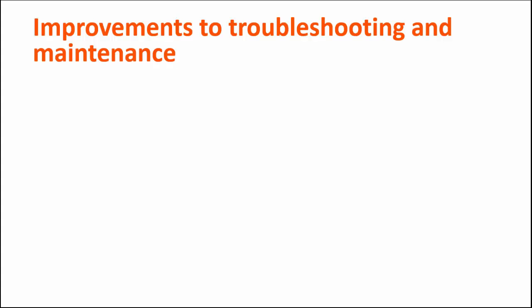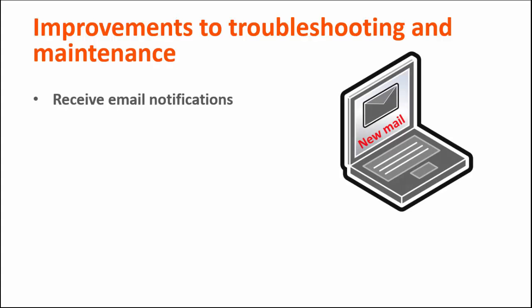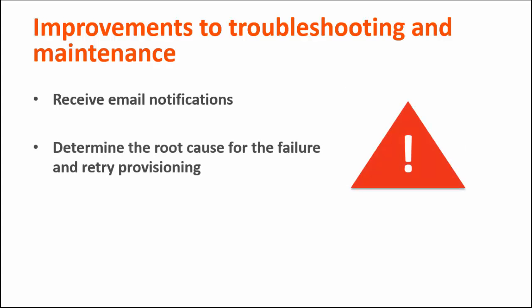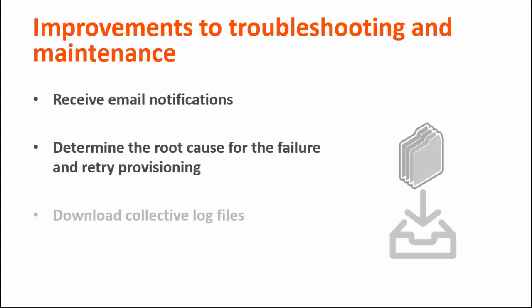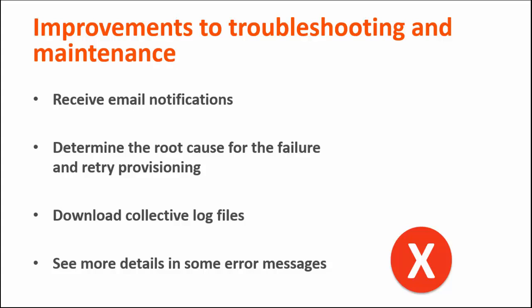Enhancements for cloud administrators include these changes. You can configure BMC Cloud Lifecycle Management so that you receive email notifications every time a specific SOI provisioning fails. If an SOI fails, you can determine the root cause for the failure and retry provisioning. From the activity log on the My Cloud Services console, you can download collective log files to determine where and why an SOI provisioning failed. And lastly, some error messages were revised to include the detailed cause and a suggested action.